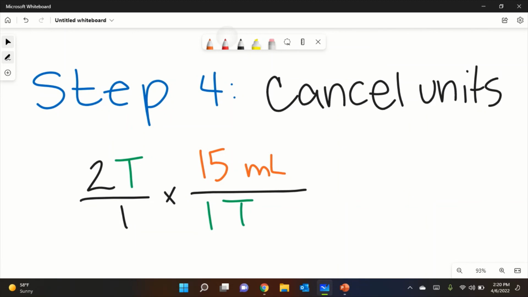Step 4, we're going to cancel some units. We have tablespoons on top and tablespoons on the bottom, which means we can get rid of them. They are canceled. They have been removed from the situation.